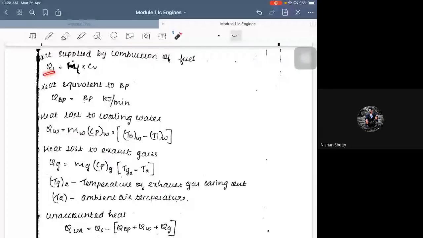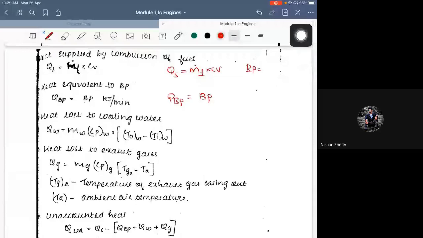Now what you have to do is calculate the heat supplied. So heat supplied is given by, I will just write once more here. It is already given, but I am writing it once more. Heat supplied is given by m_f dot into CV. So this is the formula to calculate the overall heat supply. Now, heat equivalent to BP is nothing but just BP. The value of BP indicates the heat equivalent to BP. So how do you calculate BP? You already know that BP is equal to 2 pi NT by 60. So this is how we calculate the value of BP.